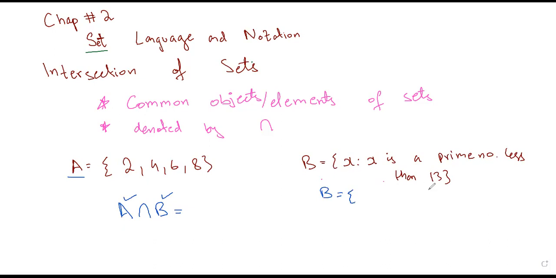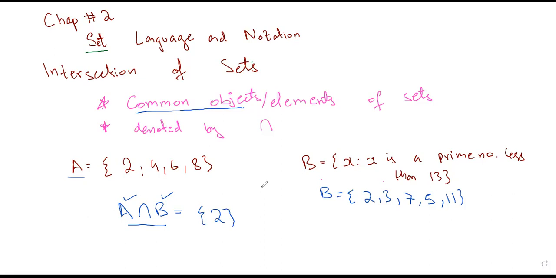We have prime numbers less than 13: 2, 3, 5, 7, 11. Now we're interested in intersection. For A intersection B, we need to write down the common elements. So what is common? 2. Very good. So we know what intersection is, right?